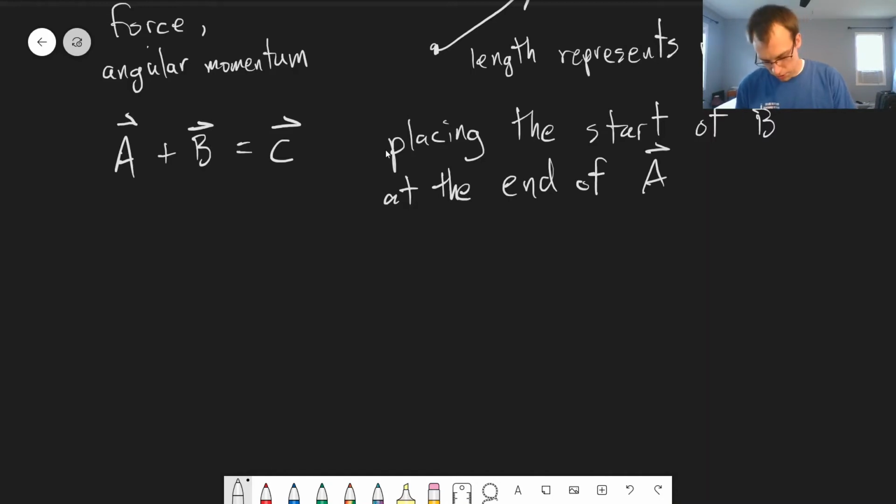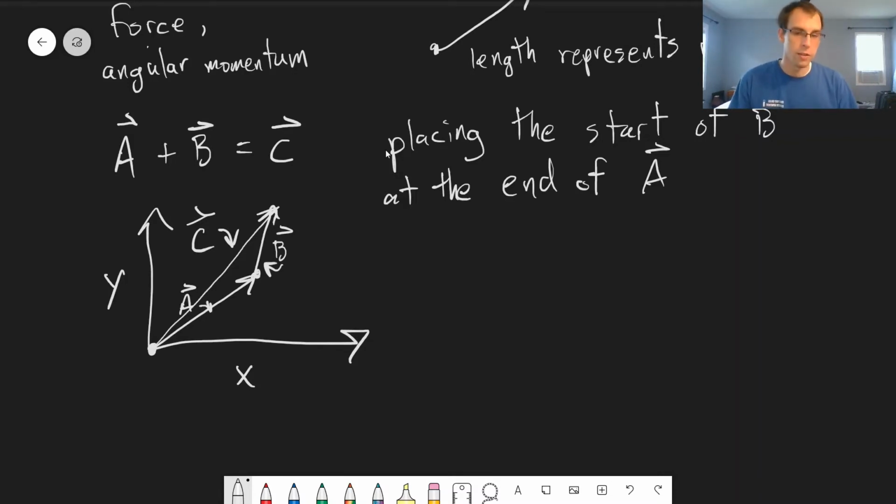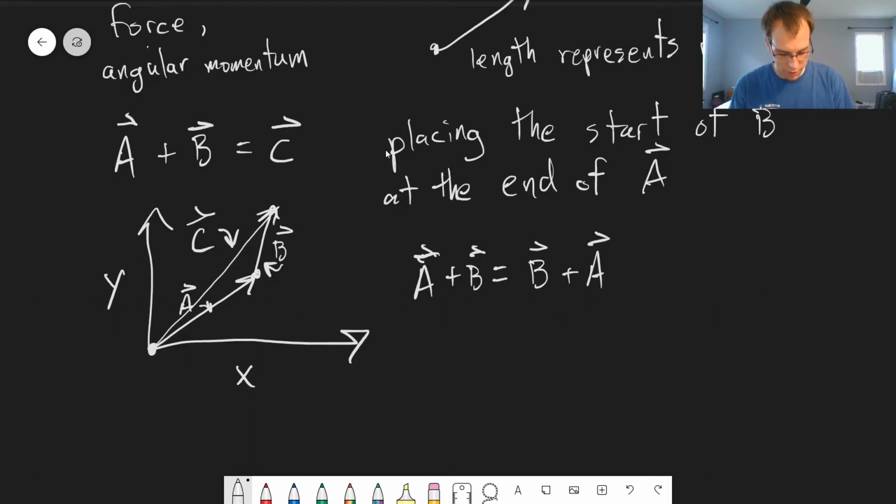So if I draw a picture here, if we represent a vector on an xy axis, say we have our vector A here, and another vector B, our vector C will be from the start of A to the end of B. So A is here, B is here, and C is here. And vector addition does commute, so A plus B is the same as if we do it in the other order, B plus A. You'll get the same resulting vector C from either one of those.